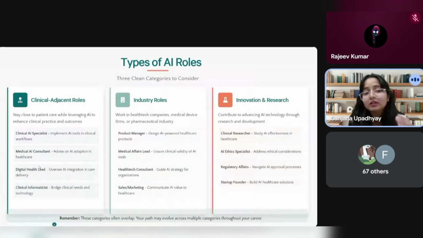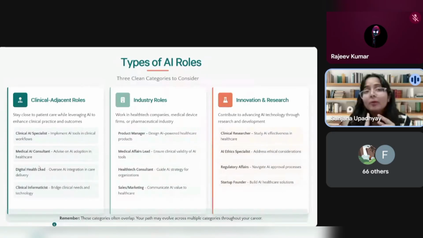These are the kind of roles which you can have in non-clinical careers, especially if you're a healthcare professional. You can help design AI-powered healthcare products, because you will understand what the product is, how the human body is associated, and how this product can link with this person. You will understand because you were already in the clinics and you already learned how the human body is. So that is how you can become a product manager.